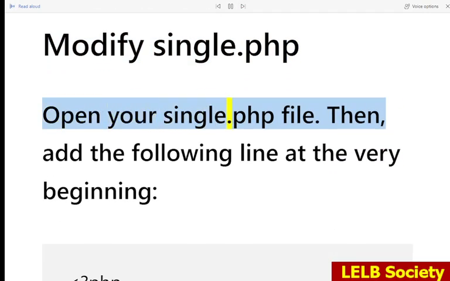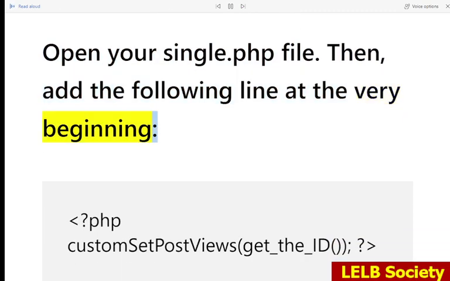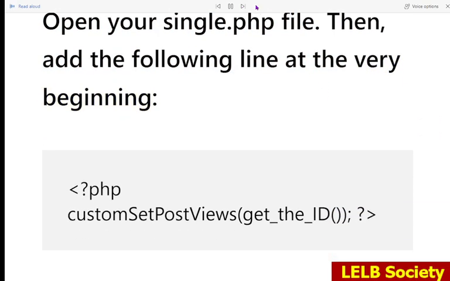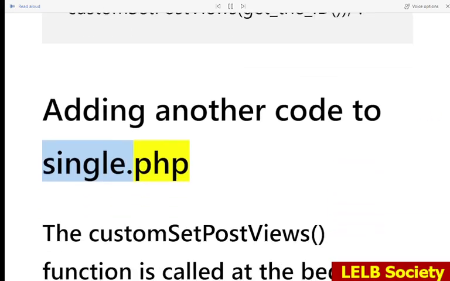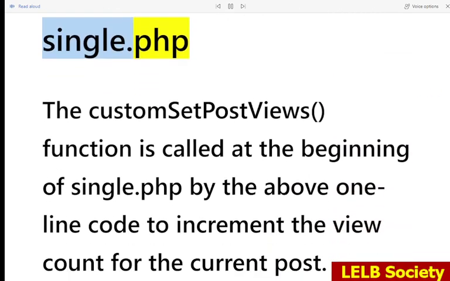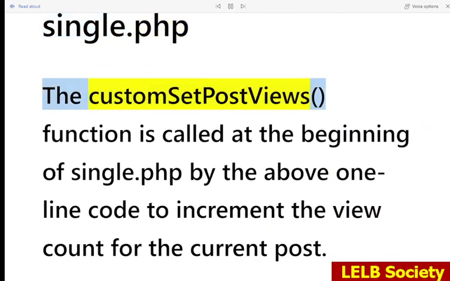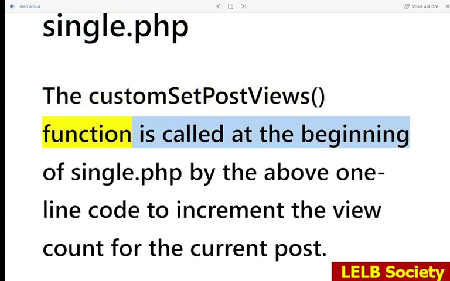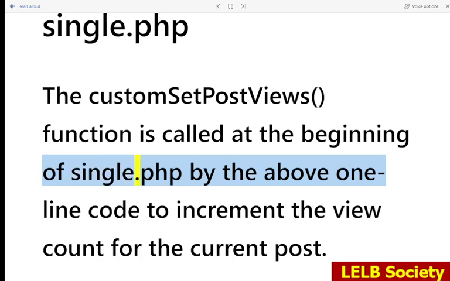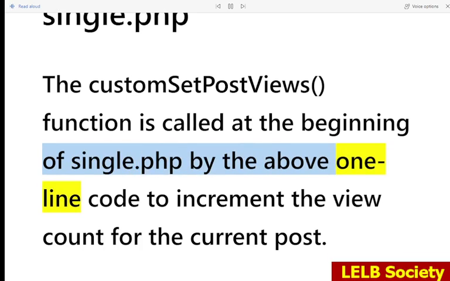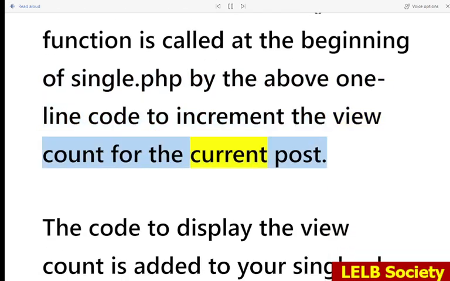Modify single.php. Open your single.php file. Then, add the following line at the very beginning. Adding another code to single.php. The custom set post views function is called at the beginning of single.php by the above one-line code to increment the view count for the current post.